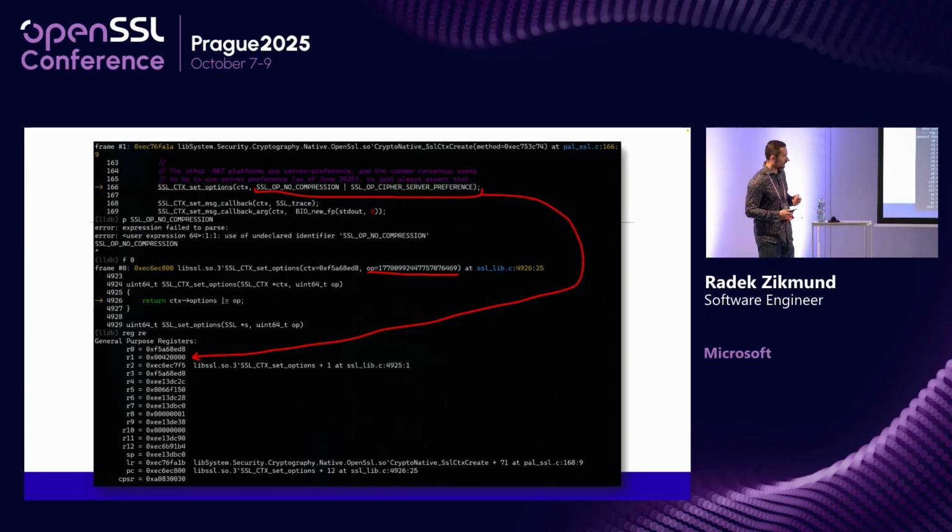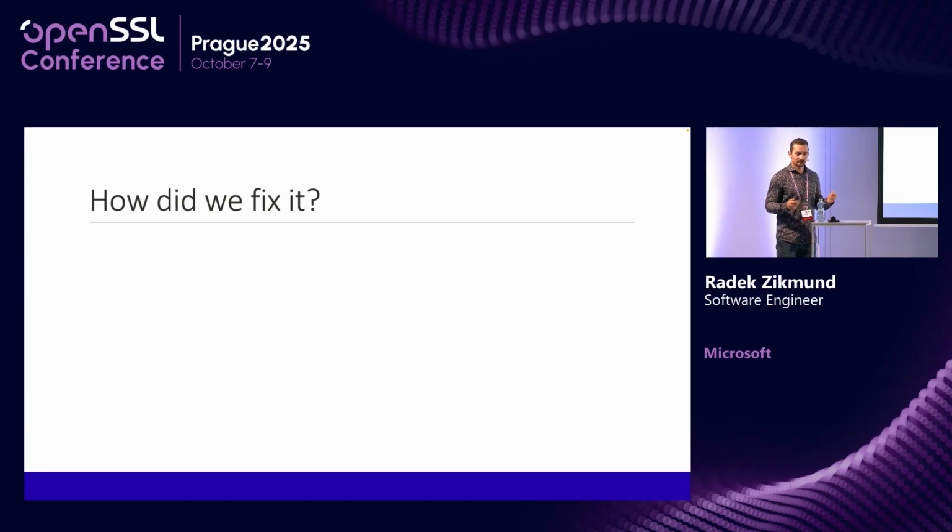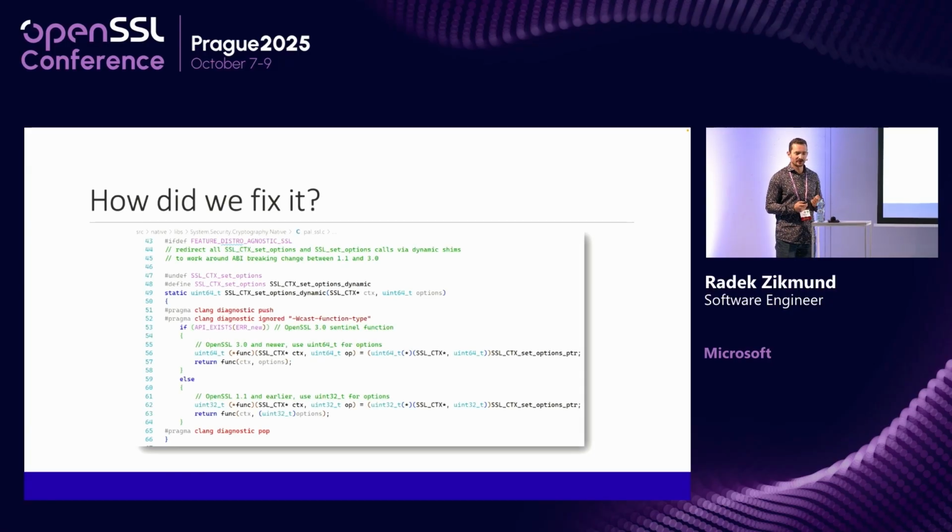So how do we fix it? Well, we need to check at runtime what we have actually loaded, and we need to do some pointer casting and some shuffling to make sure that we put the parameters where they belong.